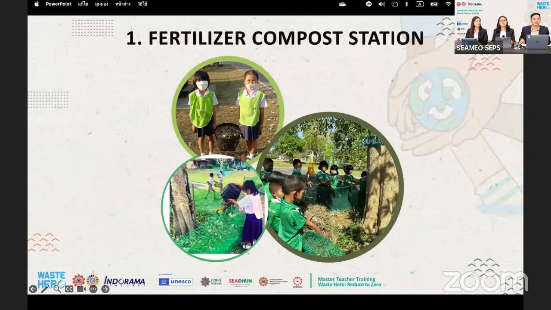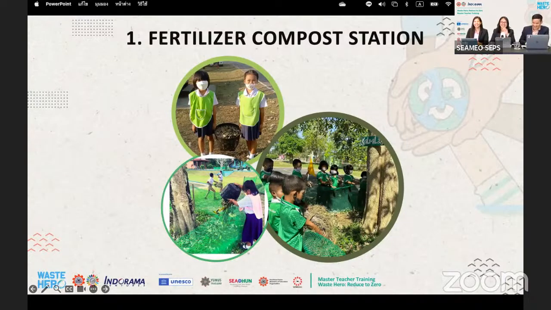Here we are at the fertilizers compost station. Every morning, cleaning around the school is one of the Thai teachers' and Thai students' duties. We have to do it every day, right? But from the picture, it's just the students. Actually, teachers have to do it too.